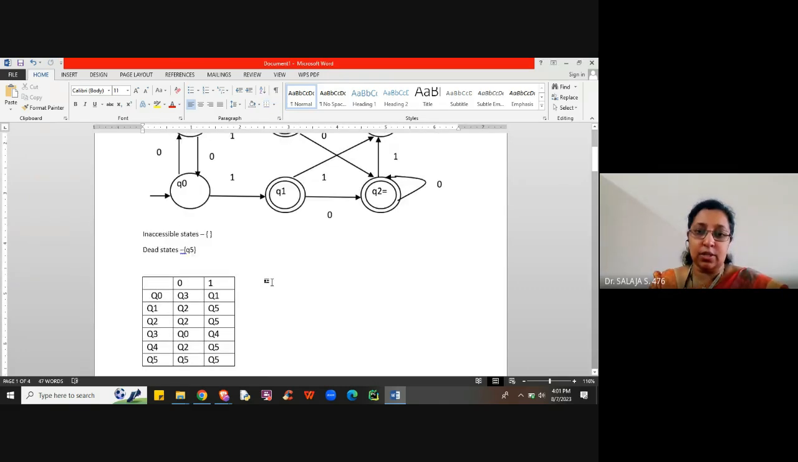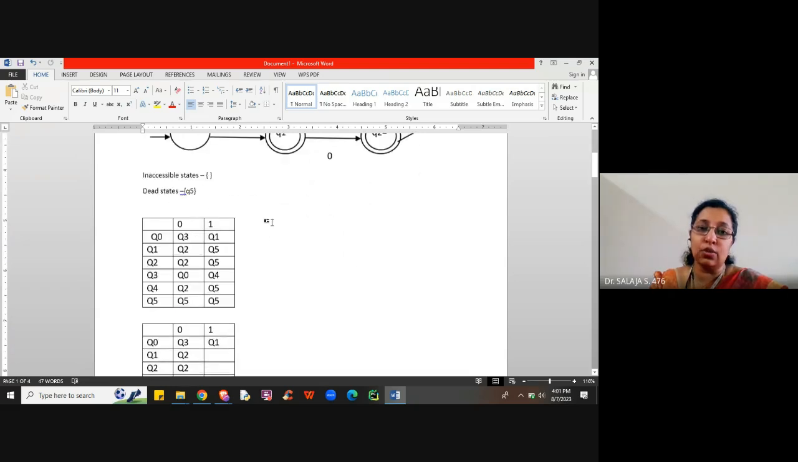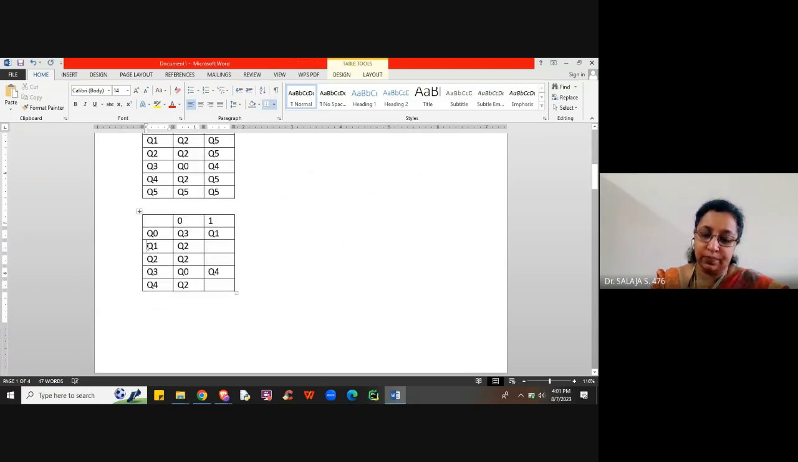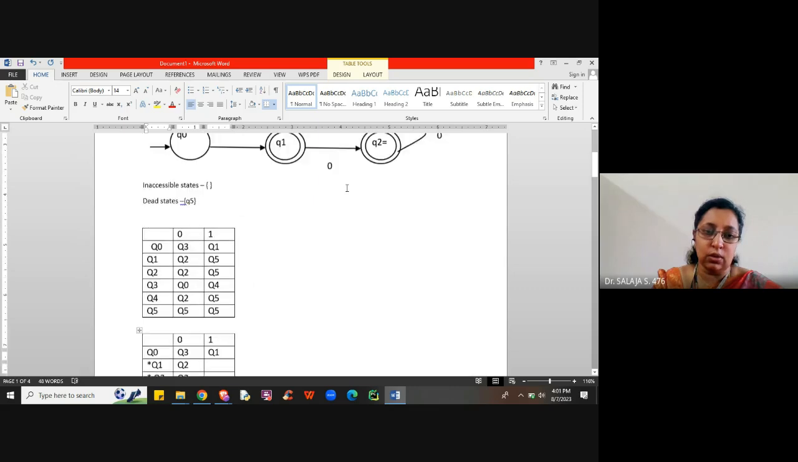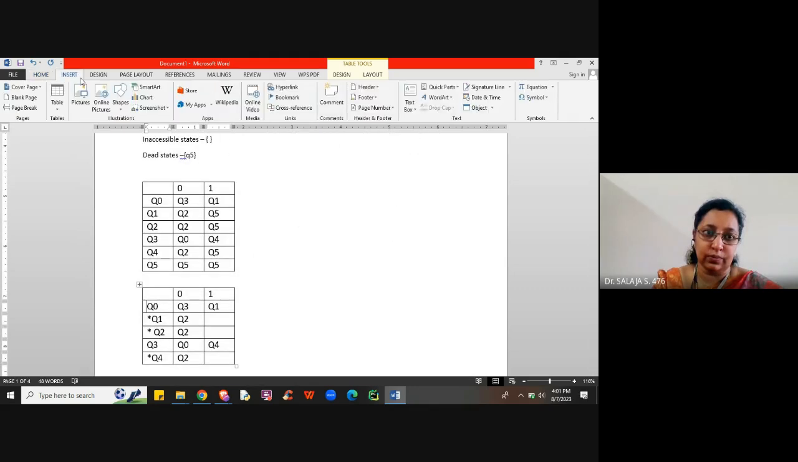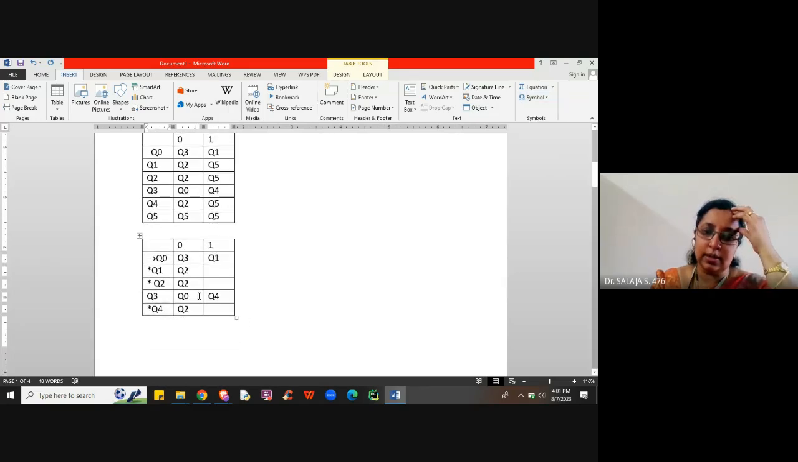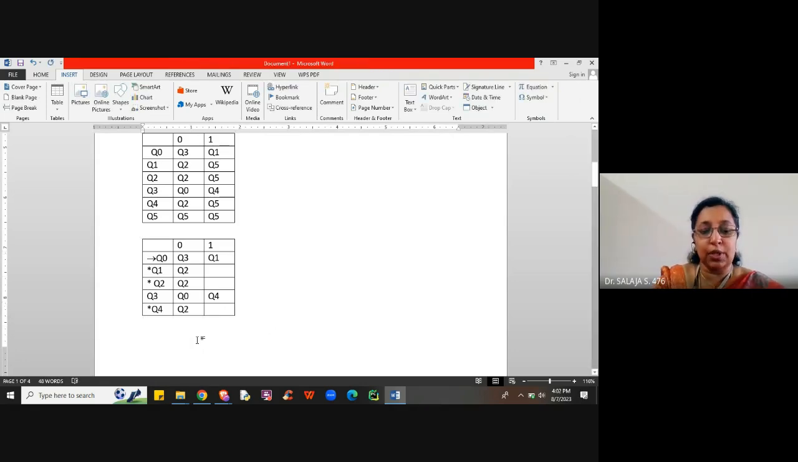Now, among these, Q1, Q2, and Q4 are final states. Q0 is an initial state. Q3 is a non-final state. So what is the next step? The next step is to group them into final and non-final states.